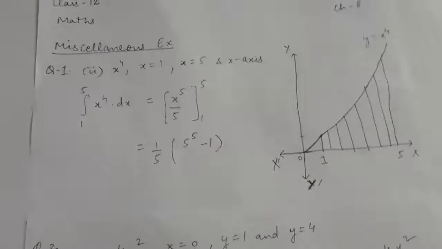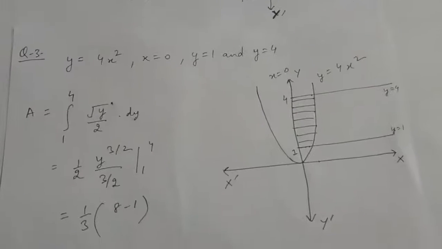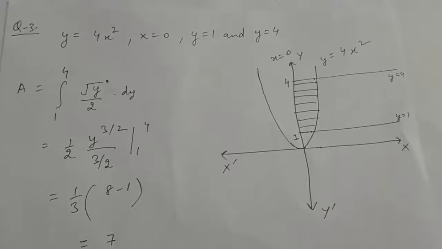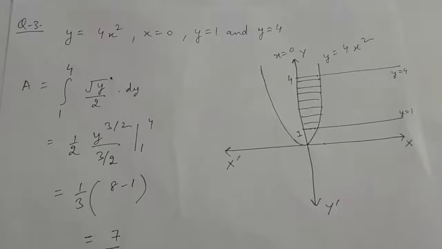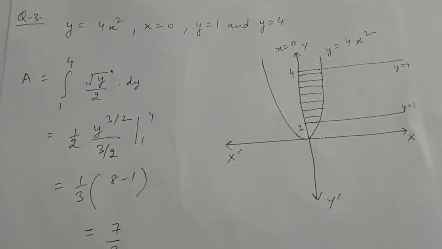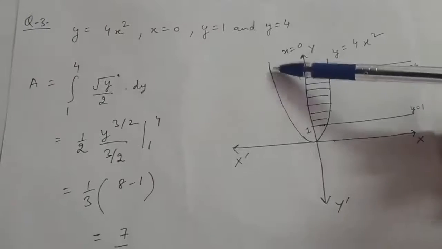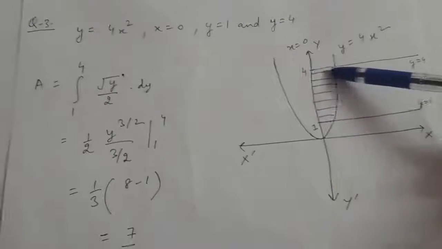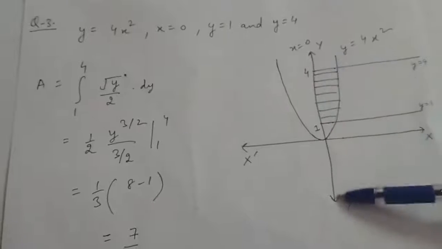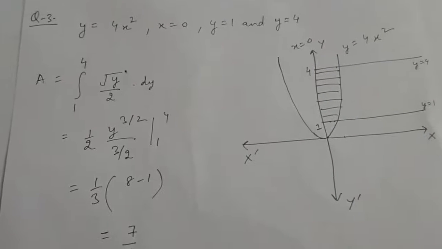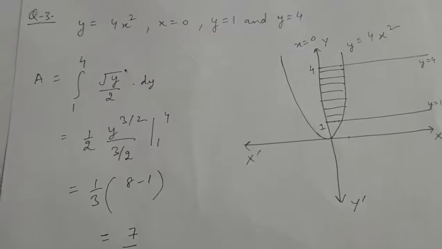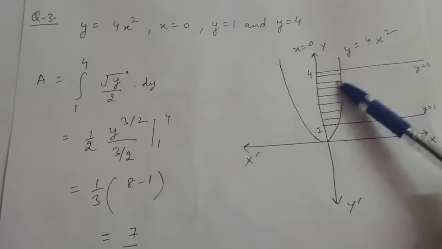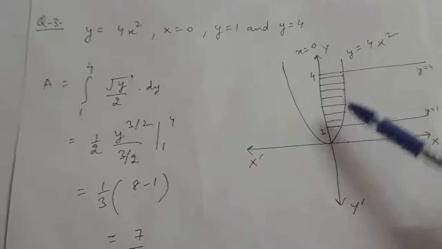Right? Now, question number third is to find the area bounded by the curve y is equal to 4x square, x equal to 0, that is y-axis, and the lines y equal to 1 and y equal to 4. So first of all draw this parabola which will be like this, right? This is the line y equal to 1, this is the line y equal to 4, and this is the y-axis or the line x equal to 0. So the area which we have to find is this shaded portion, right, from 1 to 4.